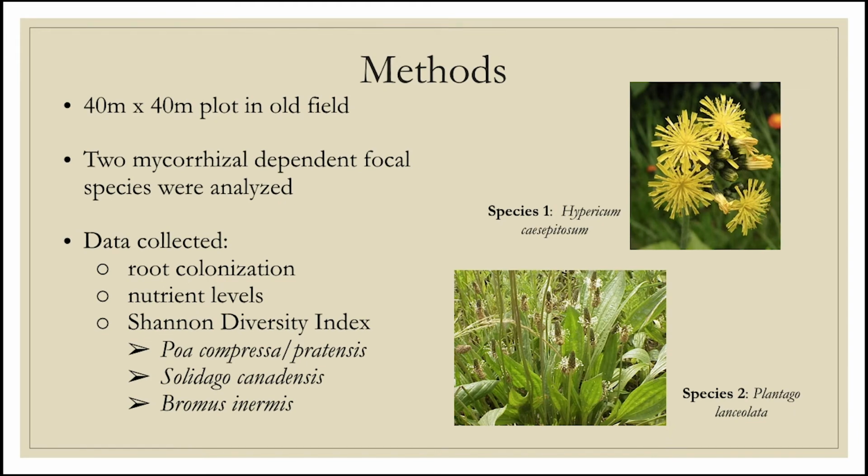The study site was a 40 by 40 meter plot in an old field at the University of Guelph's long-term mycorrhizal research site. Two focal species were analyzed, Hypericum caspitosum and Plantago lanceolata, and these were chosen because they're responsive to mycorrhizal fungi. The plot was divided into quadrats, and from each quadrat, soil cores were collected to determine the root colonization of the focal species and the soil nutrient levels, and vegetation surveys were conducted to determine the above-ground plant diversity. The three dominant surrounding species were Poa compressa/pratensis, Solidago canadensis, and Bromus inermis. Poa compressa and pratensis values were averaged because they were hard to distinguish in the field.